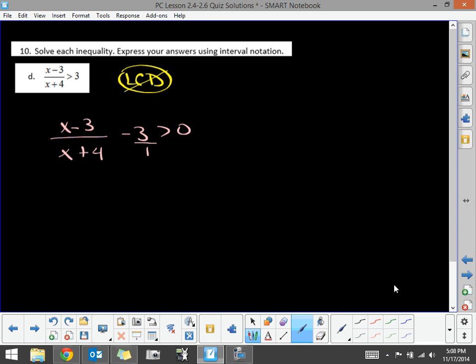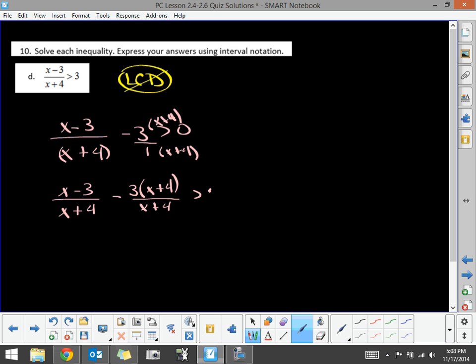So this is over 1. I want to make sure I use my common denominator to rewrite it as a singular rational expression. The only denominator that I have is an x plus 4, so I'm going to multiply top and bottom of this fraction times x plus 4. So that's going to be a negative 3 times x plus 4 all over x plus 4, and we want that to be greater than 0.